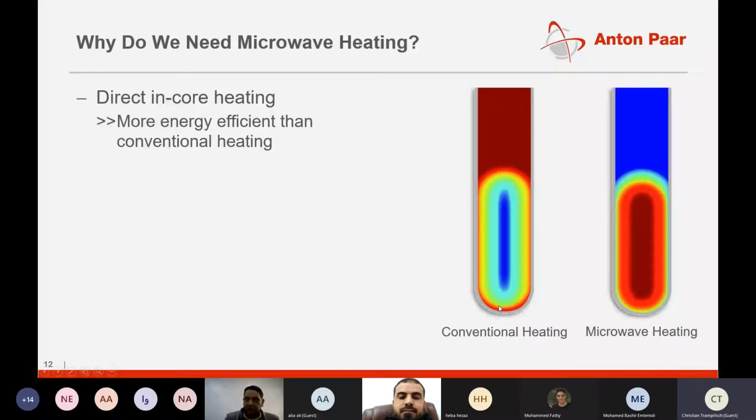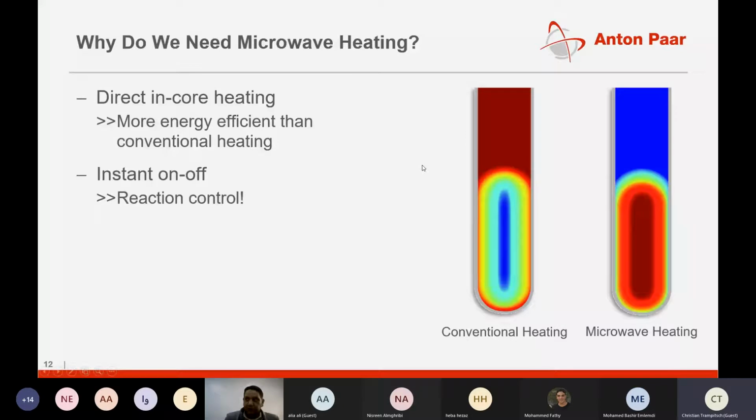Conventional heating means we have to transfer the heat from the outside into the liquid bulk, but microwave is directly heating our acid and sample mixture. This is what we want to have. This is where we want to have the heat. We don't want to heat any surroundings. We just want to heat our sample. So it's a very energy efficient way of heating a sample. And the second thing, which I consider even more important, is the instant on-off mechanism of microwaves. If you switch on a microwave, it heats.